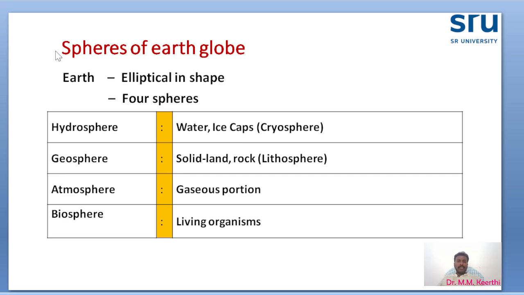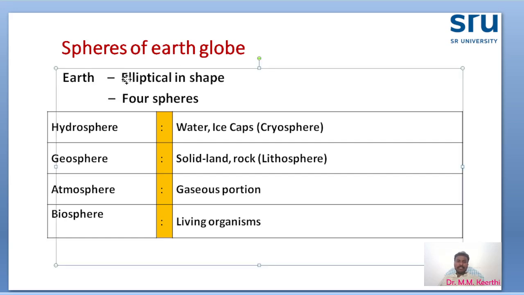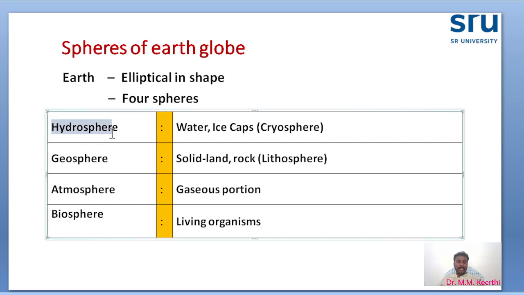First, we are going to discuss the spheres of the earth globe. Already we know the earth is elliptical in shape. Here there are four spheres. One is the hydrosphere. Hydrosphere is where the water and ice caps are present. Particularly, the area where the ice caps are present is called the cryosphere.